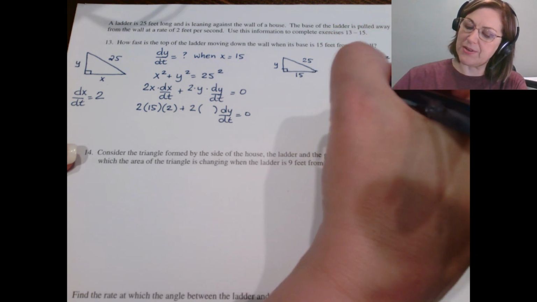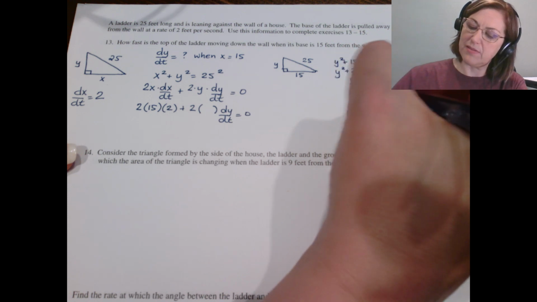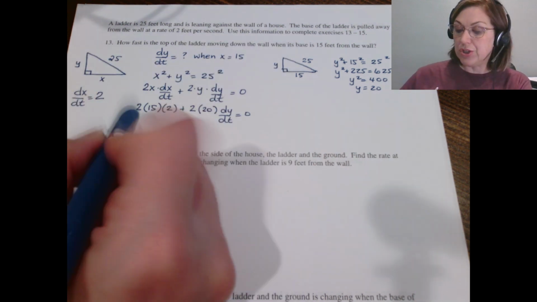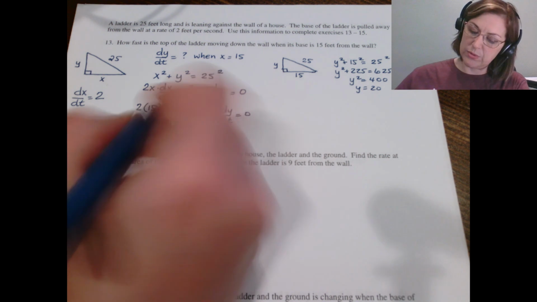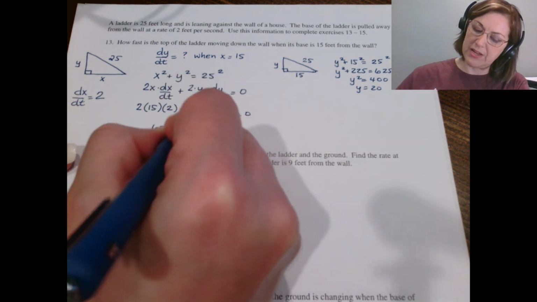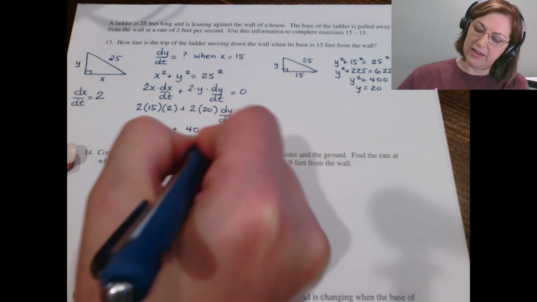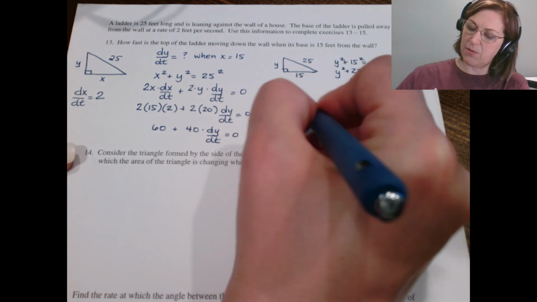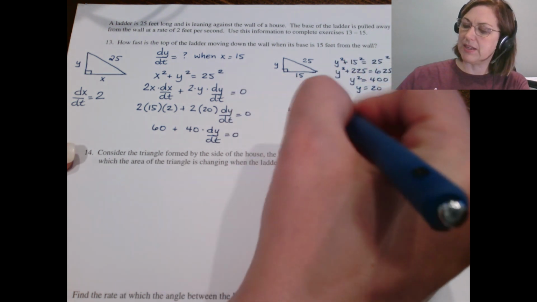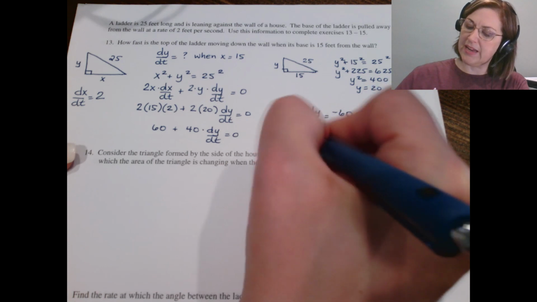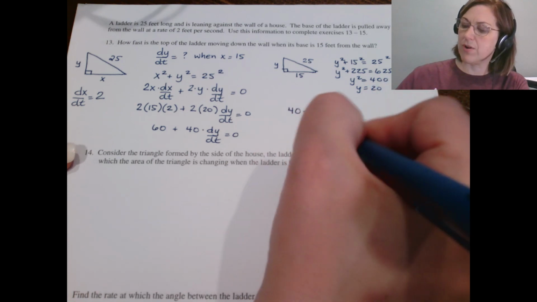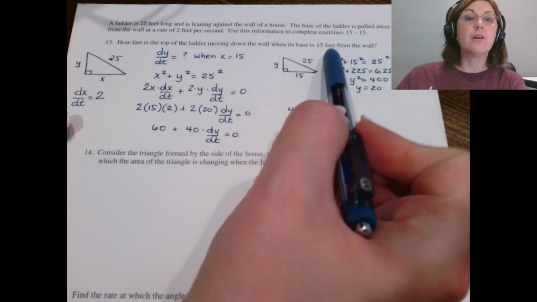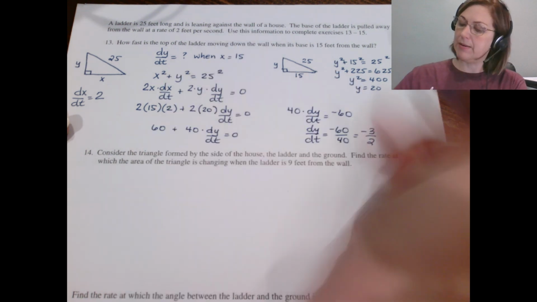You can see that y turns out to be 20. So we can put 20 in there. Then let's go ahead and solve, right? 2 times 15, 30, times 2, 60. 2 times 20, 40, times dy/dt. Move our 60 over. We get 40 times dy/dt equals negative 60. Then I get dy/dt equals negative 60 over 40, or negative 3/2. My units here are feet per second.